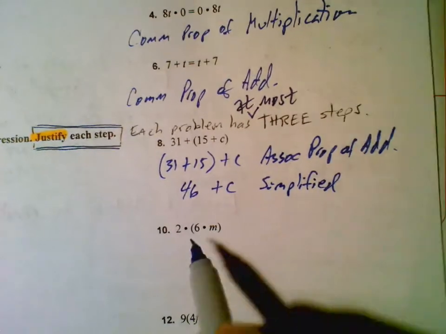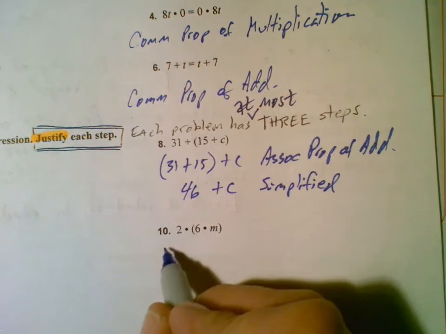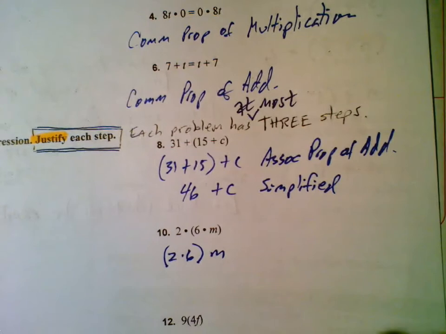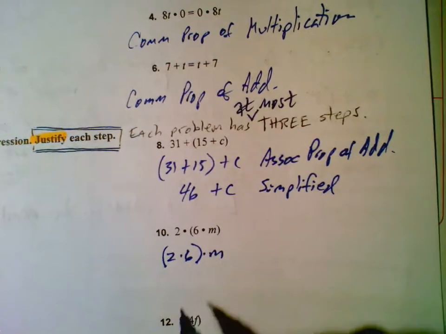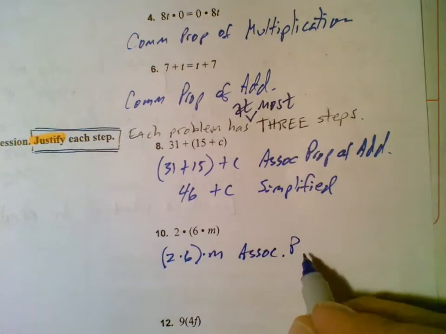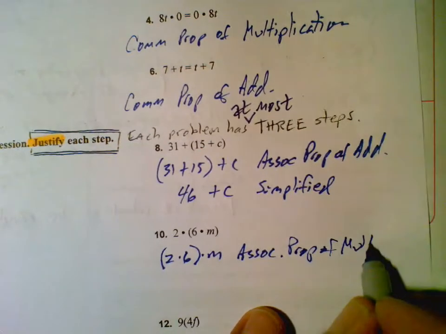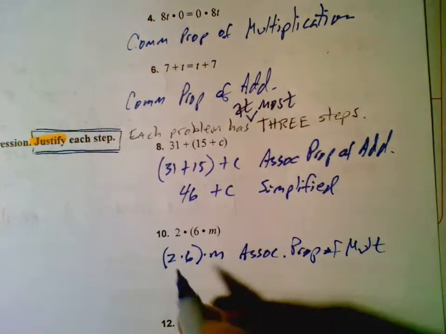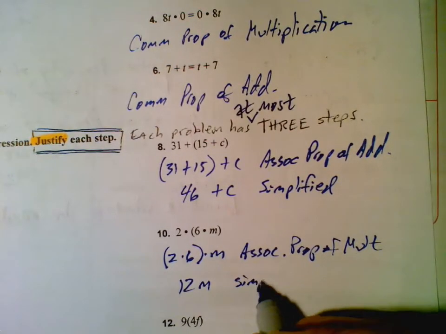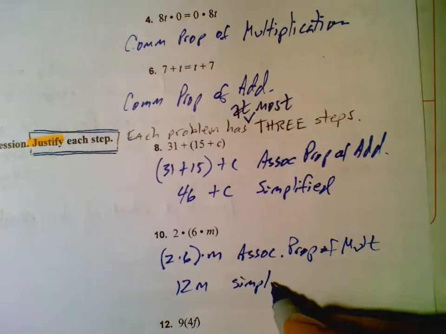If I look at number 10, I'm not given a value for m, but I can regroup these. And again, I've used the associative property. In this kind, though, it's not of addition, it's of multiplication. And when I simplify this, 2 times 6 is 12, 12 times m is 12m. That's just me simplifying like terms. You'll hear combining like terms in the very near future.